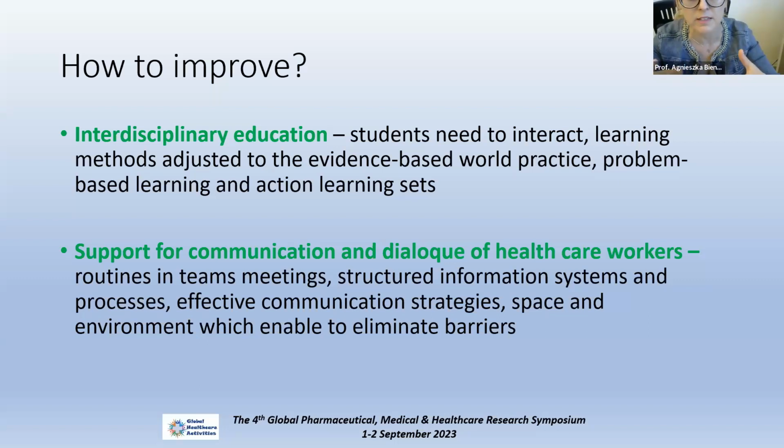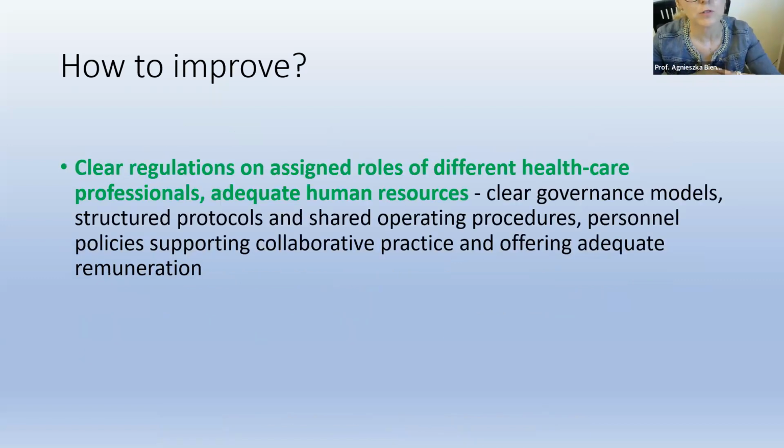We need to have space and an environment which enable us to eliminate barriers between different professionals. And of course, as I pointed out before, clear regulation on assigned roles of different healthcare professionals, adequate human resources. We need to have workers to involve in the interdisciplinary teams, of course. So clear governance models, structured protocols, shared operating procedures. Of course, to offer adequate remuneration also, it is important.